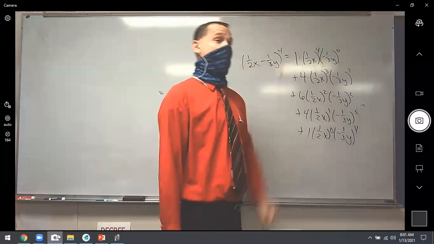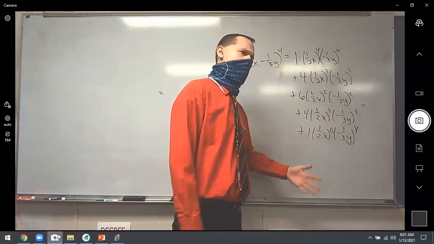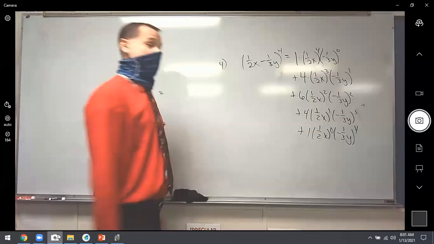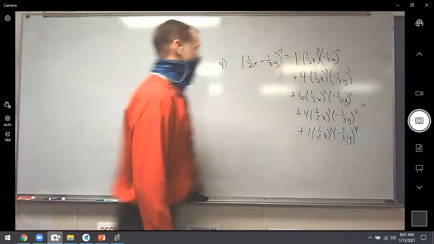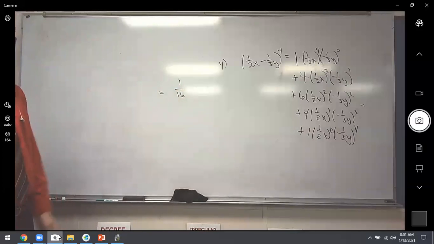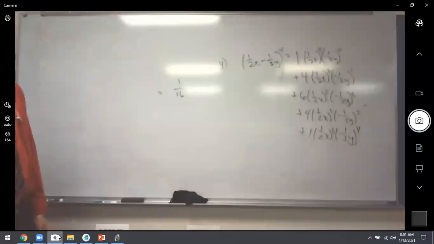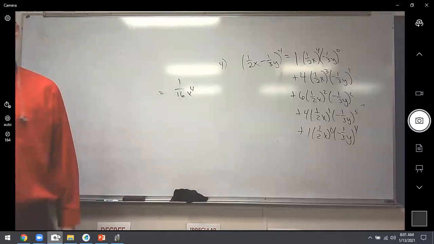Anybody know what 2 to the 4th power is? 2 times 2 times 2 times 2. Type it in your calculator if you don't know. What's 2 to the 4th power? 16. But that was on the bottom, right? 2 was on the bottom. So when you raise it to the 4th power, it's going to be a 16th. That is the correct value of 1/2 to the 4th. And you had an x to the 4th. And the y was raised to the 0, so you don't really care about that.